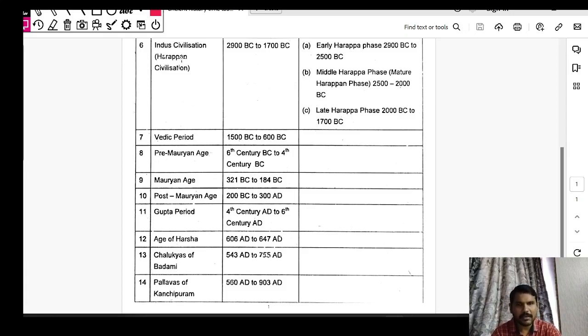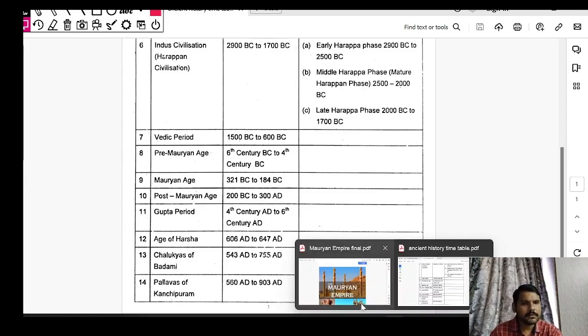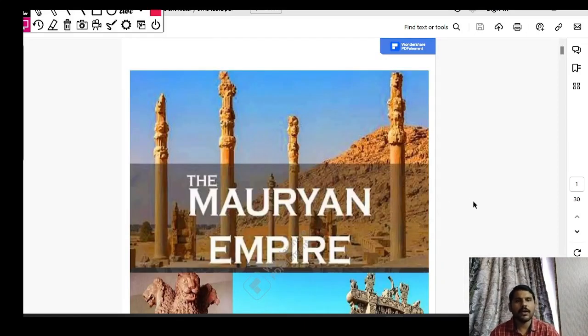Just remember, the Indus Valley civilization is followed by the Vedic period, then the pre-Mauryan, Mauryan period, and post-Mauryan period. In the post-Mauryan period you have the Satavahanas, etc., and then you have the Gupta period, followed by the Harsha period. Fine. So now you have an idea where exactly the Mauryan Empire is coming in the ancient history. So now let us go into the Mauryan Empire.